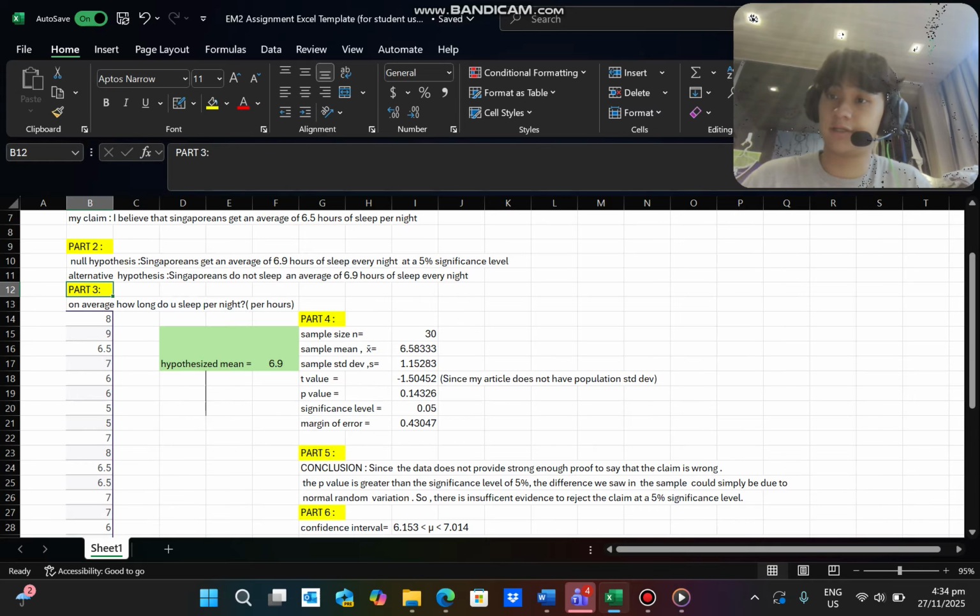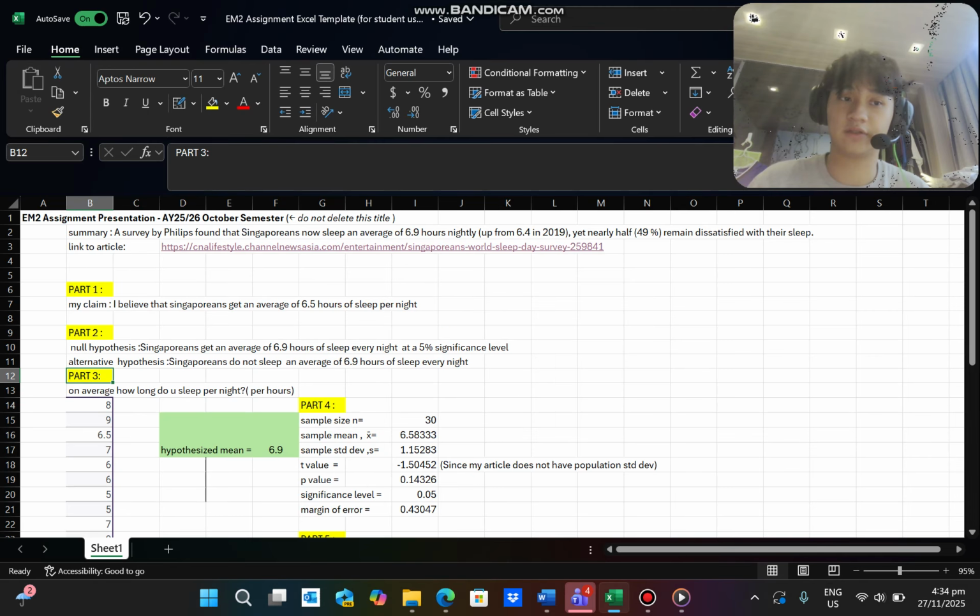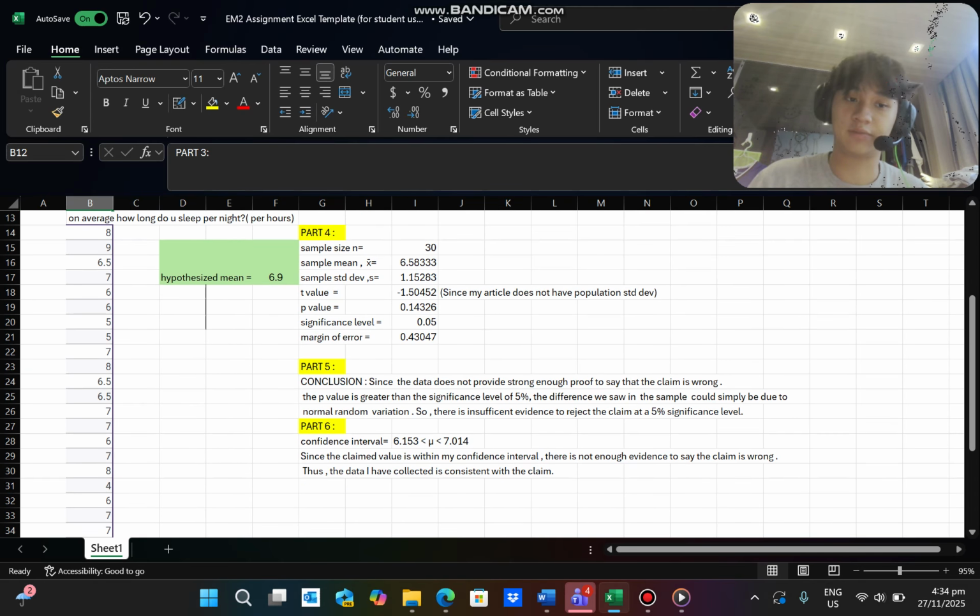For part 3, which is my data collection, I used Google Form and sent it to Instagram and most of my friends, where they're all Singaporean and they fit in the category of the given article, thus my claims, all my results here are reliable.